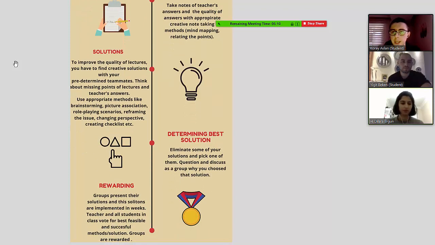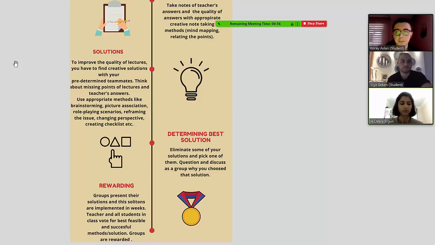And as a fourth step, we have solutions, but these solutions come from the students. To improve the quality of lectures, students find creative solutions with their teammates. They think about missing points of lectures and also the teachers' answers. They use appropriate methods like brainstorming, picture association, role-playing scenarios, and so on, that we mentioned in previous slides too.